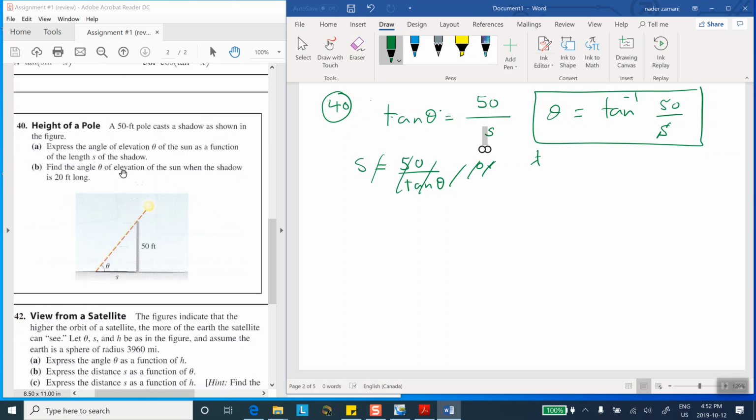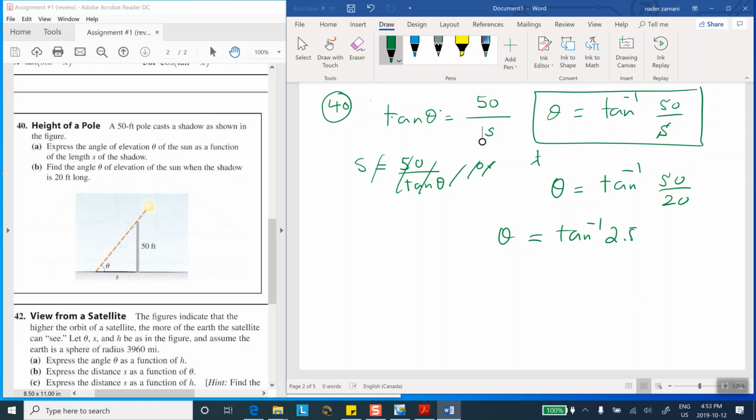Find the angle theta of elevation of the sun when the shadow is 20 feet long. Okay, so theta is equal to tan inverse 50 over 20. So this is equal to tan inverse of 2.5.